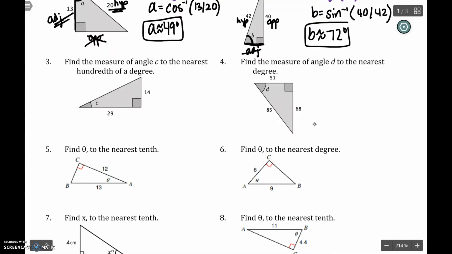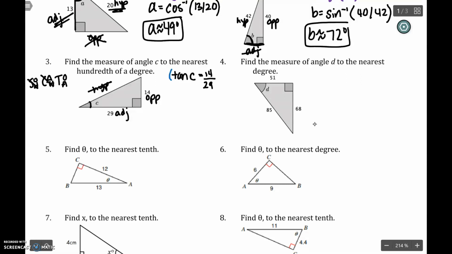Same thing with number 3. Here's the angle. Opposite of it is the 14. Opposite of the 90 is the hypotenuse. And next to both the given angle and the 90 is the adjacent. We cannot use the hypotenuse. So in SOHCAHTOA, we can't use any of the ones that have an H in them because the hypotenuse has no value. So we can't use sine or cosine. We have to use tangent. So tangent for the angle we're looking for is equal to the opposite over the adjacent. So the opposite is the 14 over the adjacent, which is the 29.